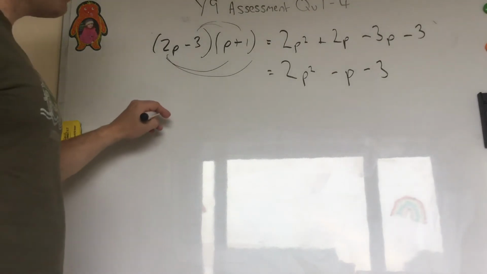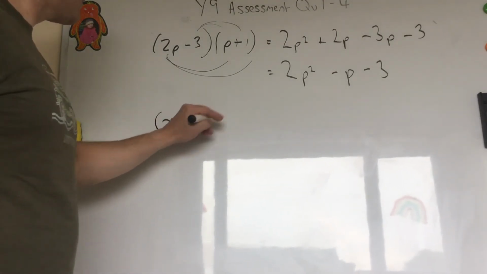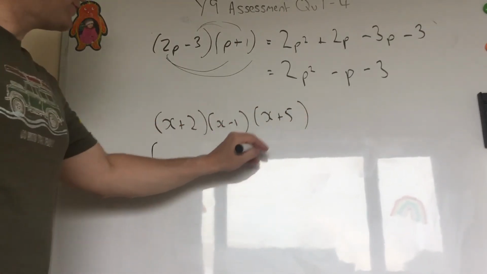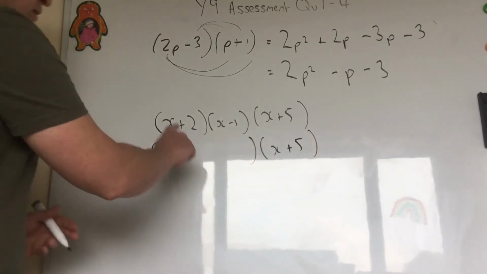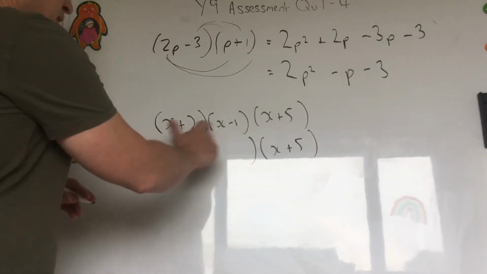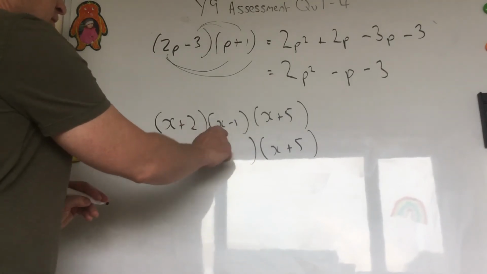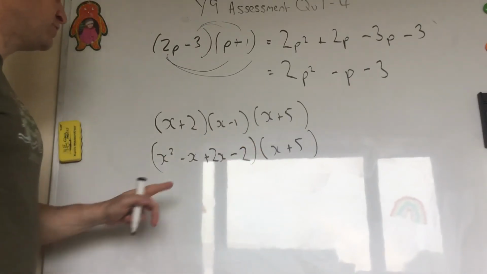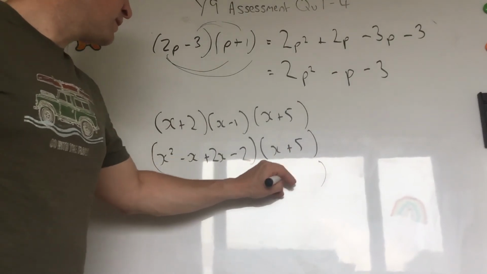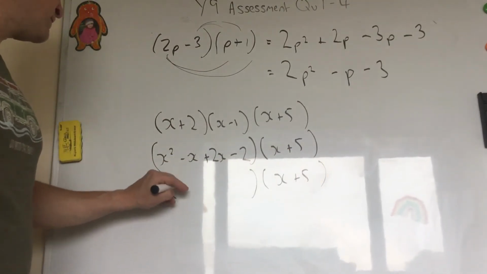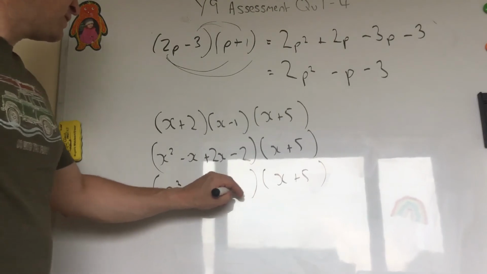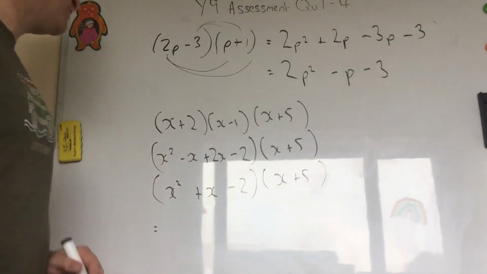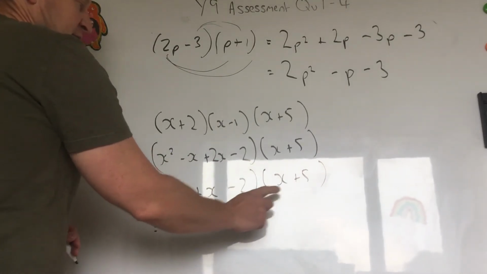Second one, expand and simplify (x plus 2)(x minus 1)(x plus 5). I always start off with the first two brackets. I'm a creature of habit. x times x is x squared, x times minus 1 is minus x, 2 times x is 2x, and 2 times minus 1 is minus 2. Simplify this one, just makes things easier. So we get x squared minus x plus 2x is plus x, minus 2. But I need to multiply everything in this by everything in this. I'm going to start off by multiplying everything in this by x.